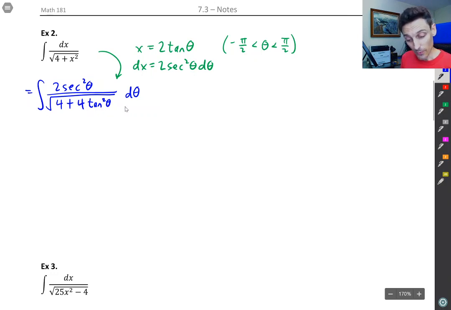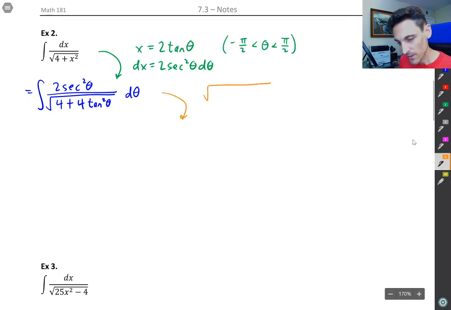So now we're going to focus on the radical, try to collapse the radical. In the radical, we can factor out a 4, and we have 1 plus tangent squared theta in parentheses. Then we can replace 1 plus tangent squared theta with secant squared theta.